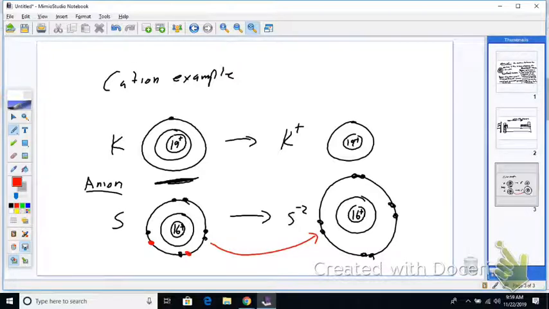When anions are formed, they gain electrons to become stable. Guess how many electrons they always tend to want? How many electrons will they have in the outer shell? 8. So all atoms tend to want to get stable and they want to get 8.